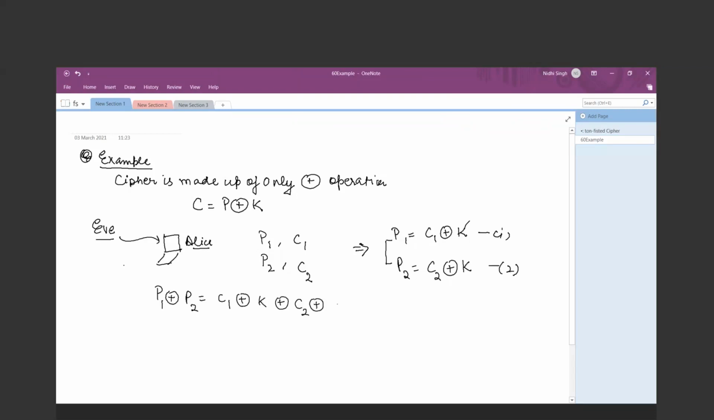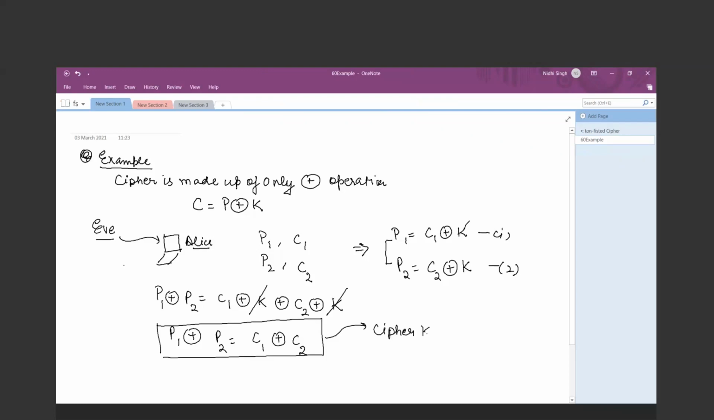So it is just an assumption. Okay. So key values will be cancelled. So now my relation is P1 XOR P2 and C1 XOR C2. And from this relation, it has to find out the cipher key. The aim is to find out the cipher key.